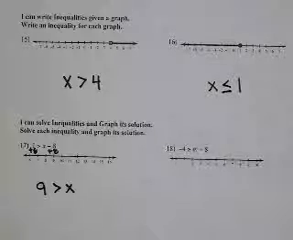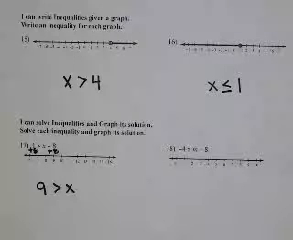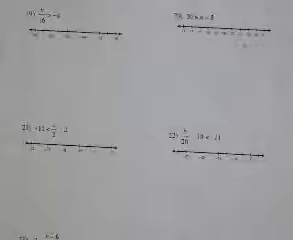So one-step inequalities, we do the opposite to get the x alone, and then you also need to graph it. I'm not going to graph this one. I'll graph one on the back side. So if you turn your paper over to the back, we're going to do number 22.